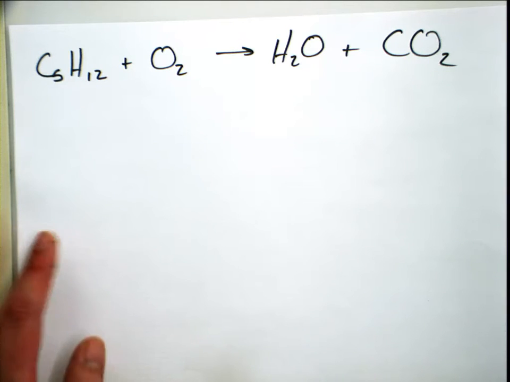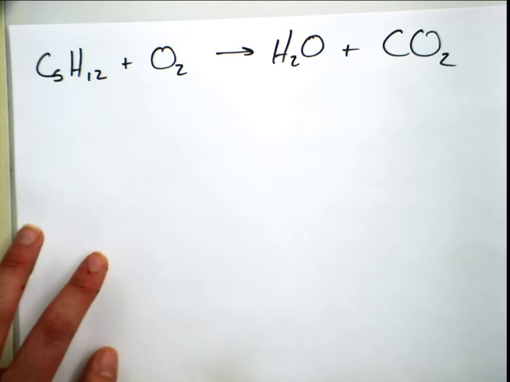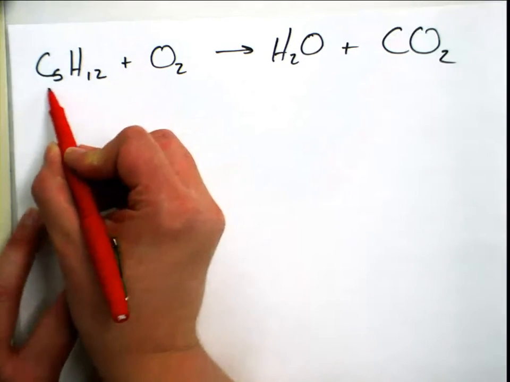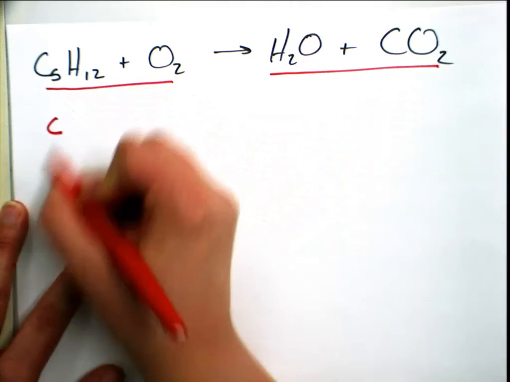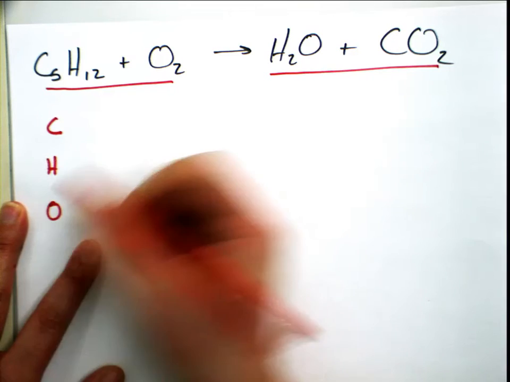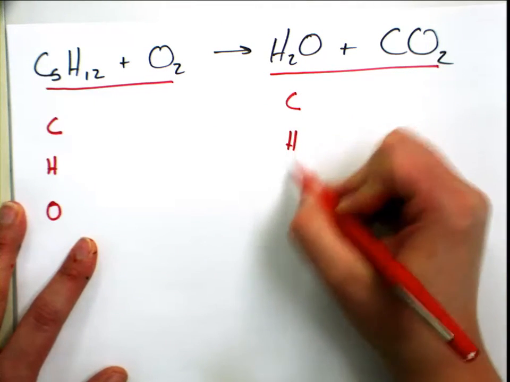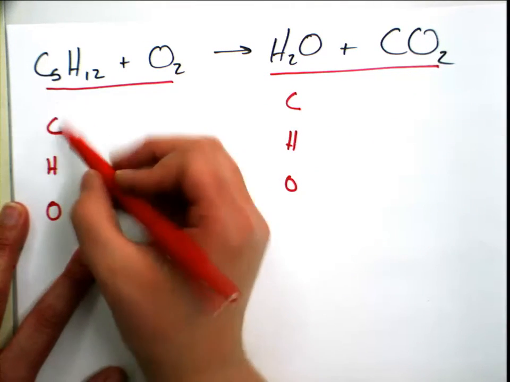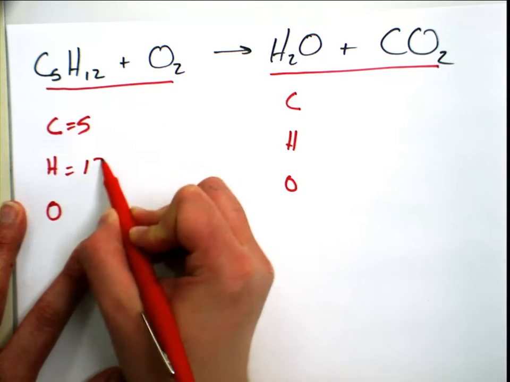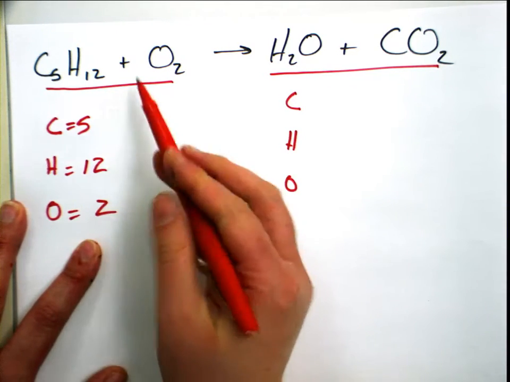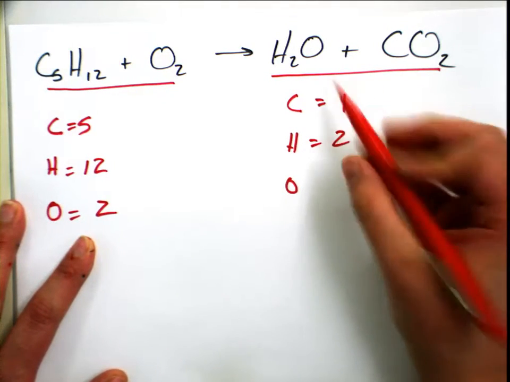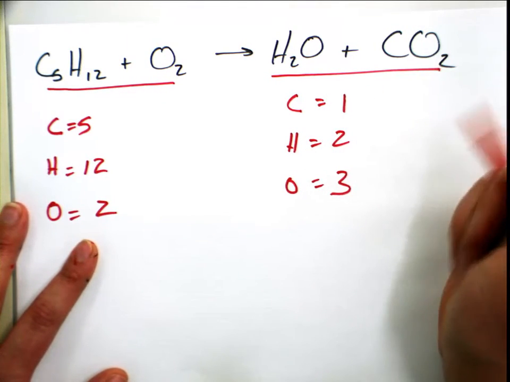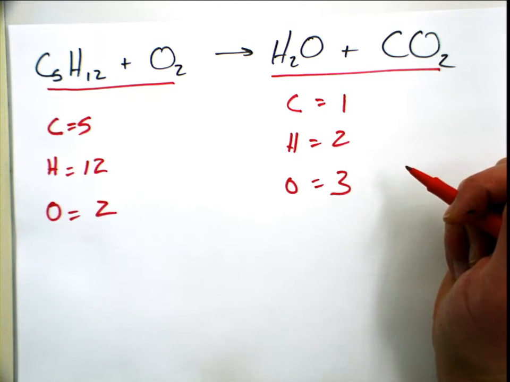Next, we have this reaction, which is a combustion reaction. Here, I'll start again by making that table. We have carbon, hydrogen, and oxygen on both sides of the reaction. We have 5 carbon, 12 hydrogen, and 2 oxygen on the reactant side. We have 1 carbon, 2 hydrogen, and 3 oxygen on the product side.